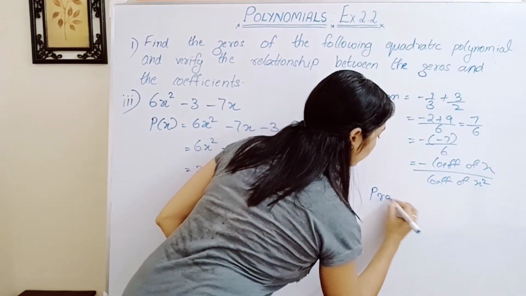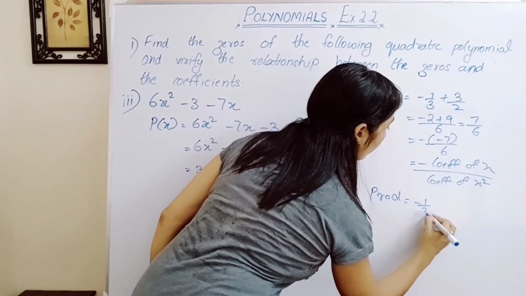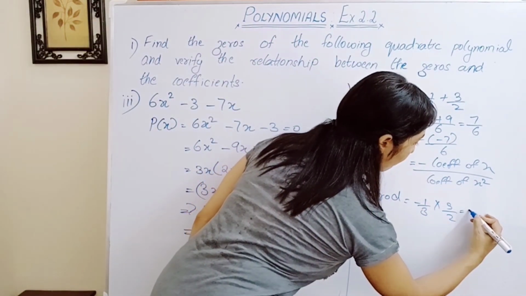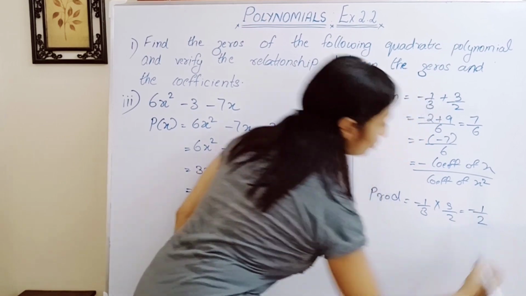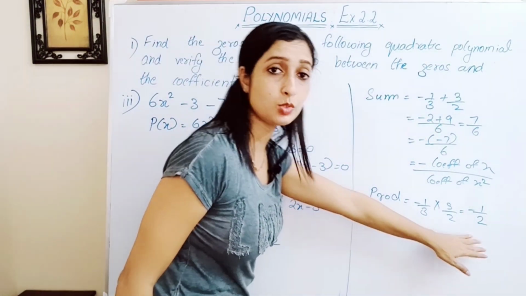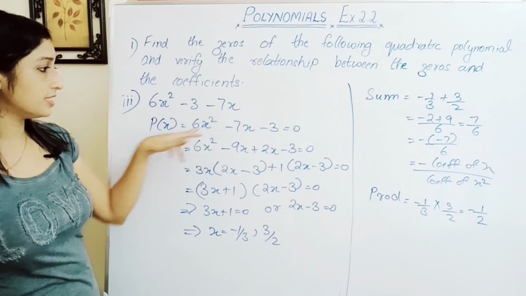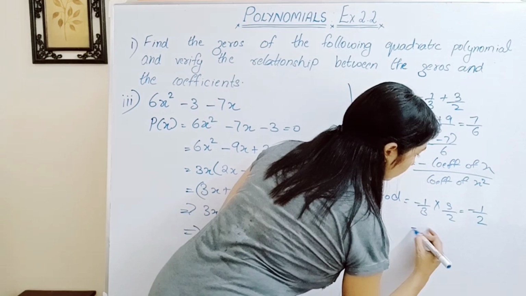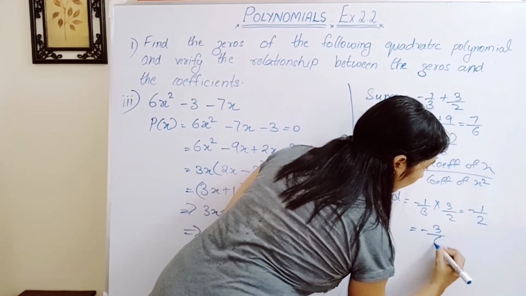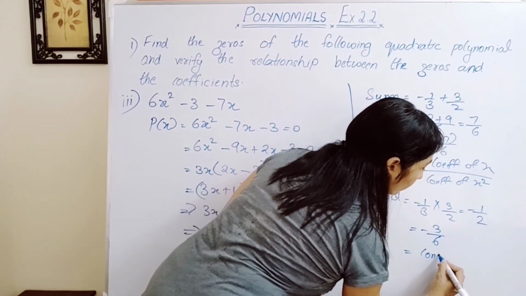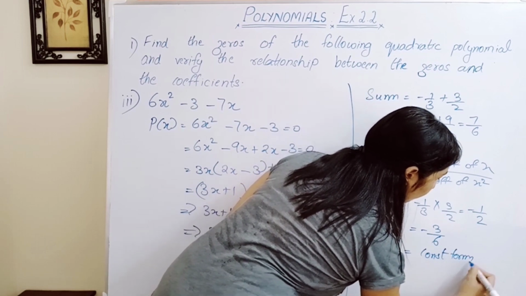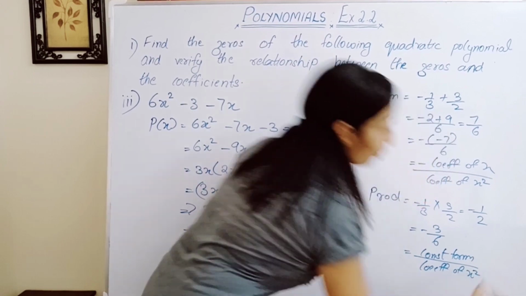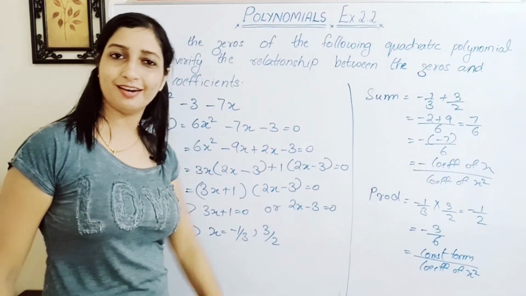Now let us find out the product. What is our product here? Product is equal to minus 1 by 3 into 3 by 2. You get minus 1 by 2. Now how will you write this minus 1 by 2? I can write it as minus 3 by 6. So this is equal to minus 3 by 6, which is equal to the constant term of the given polynomial by the coefficient of x square. So this is our relation.